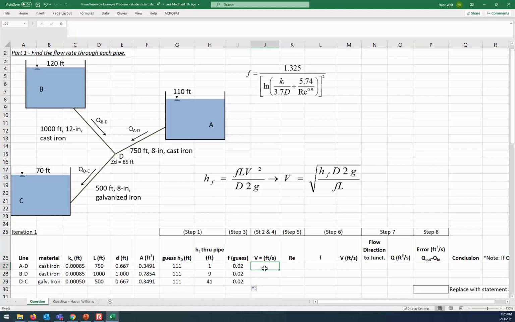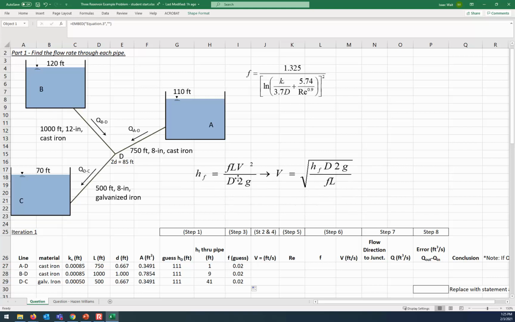Okay, so if we have an F value of 0.02, and we've got these diameters and these lengths, then what is the velocity? You'll notice in this formula, I've rearranged the Darcy-Weisbach equation to solve for the velocity when you know the head loss, the diameter, the F value, the length, and the gravitational constant G, which is 32.2 feet per second squared. So let's solve for V.